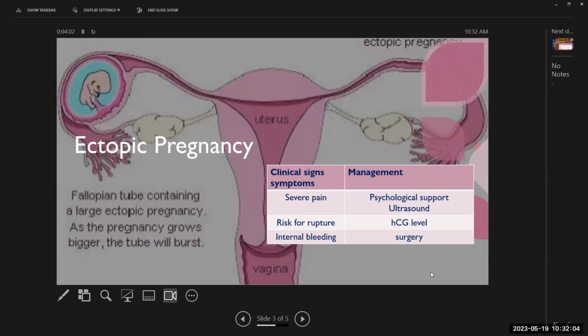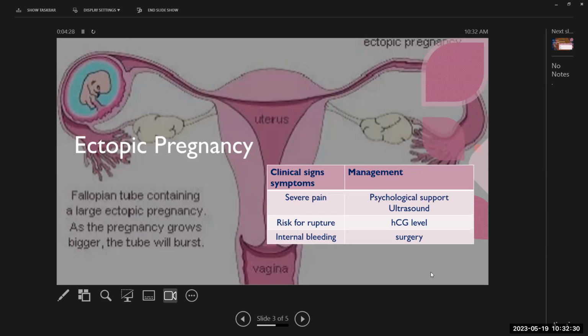And that could be from some fallopian scarring from infections or previous surgeries. We don't always know. So it has to be aborted either medically or surgically because it's not going to survive and it causes internal bleeding. Okay, so what are some of the clinical signs and symptoms?